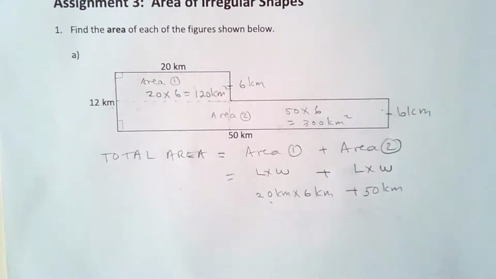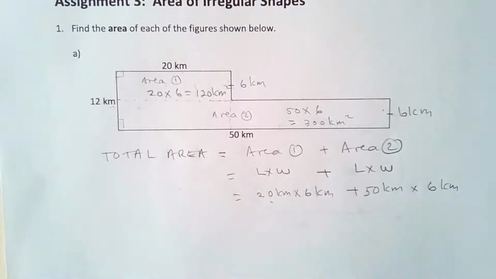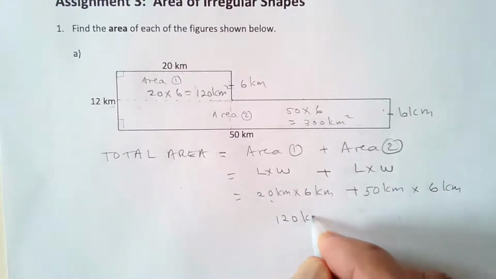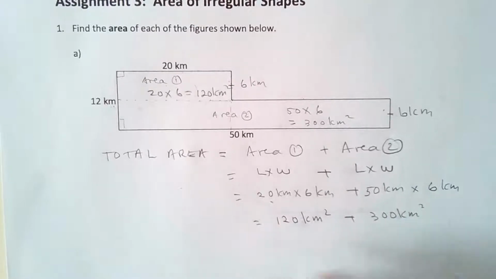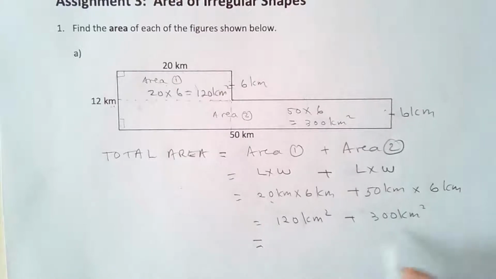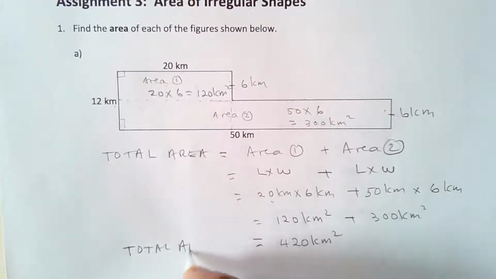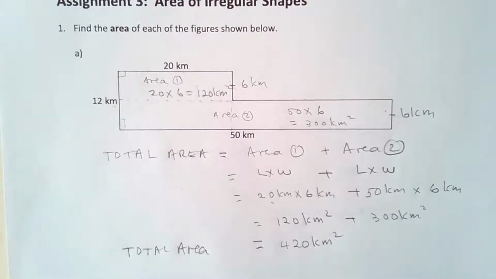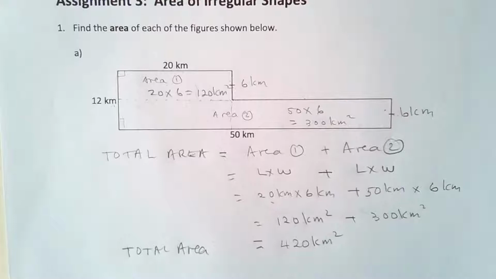We have 50 times 6. It's giving 120 square kilometers plus 50 times 6, we said, is 300 square kilometers for a total of 420. So total area is 420 square kilometers. Okay, that's question 1.